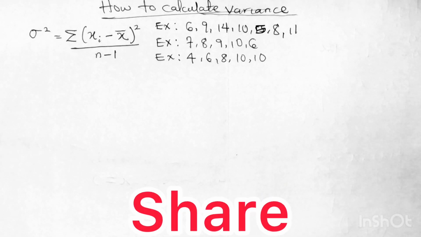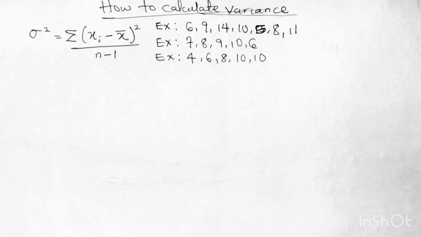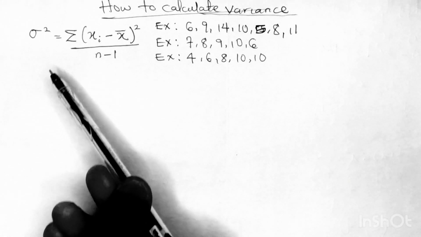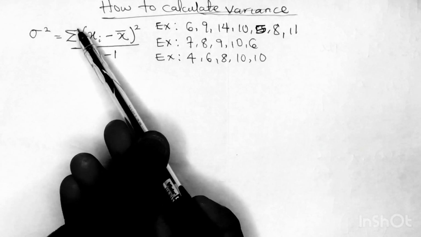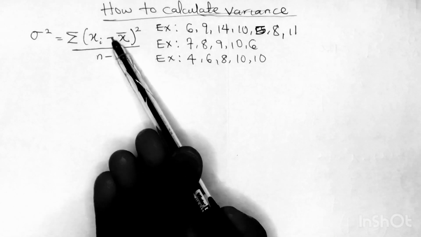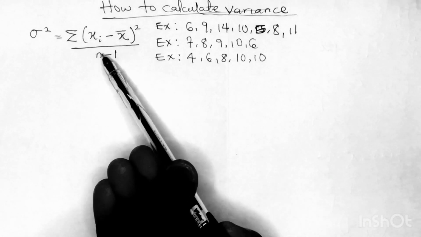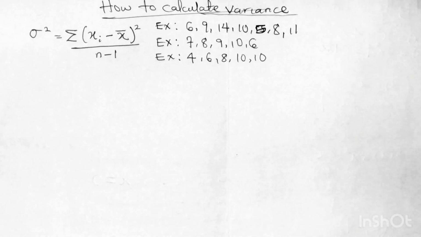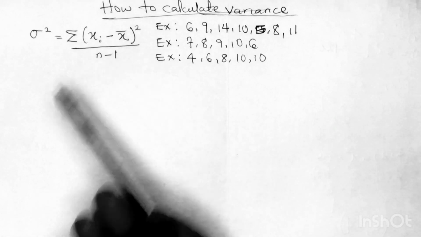So in this video we are going to be talking about how to find variance. Don't forget, the first thing you have to know is that variance deals with calculating the spread of the numbers, and we have a formula, which is sigma squared, for variance. So sigma squared equals the summation of xi minus x bar, all squared, over n minus 1. My n is the number of data that I have. My x bar is the mean.